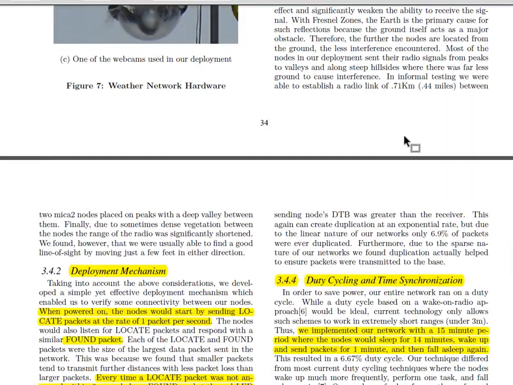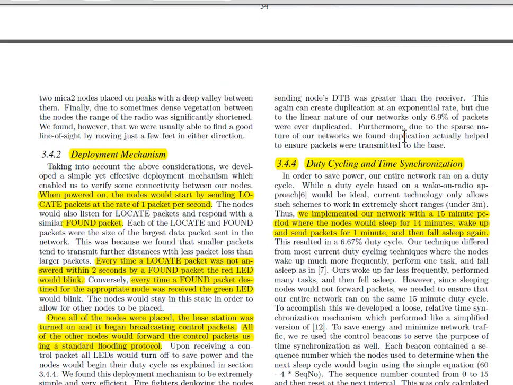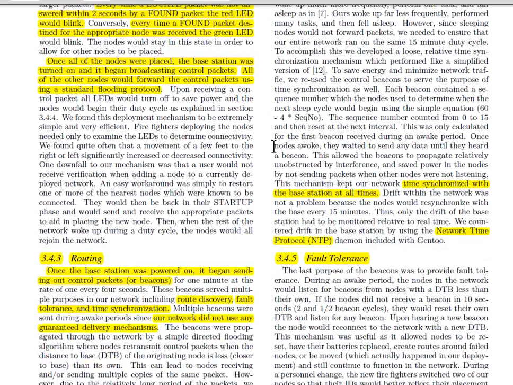About the deployment issue, the mechanism, so the places they try to put the sensor, how the data would be forwarded, and so on and so forth. All right. So that is another criterion that they have to take into consideration. One of the important issues in networking is routing, how the routing would be done. All right.